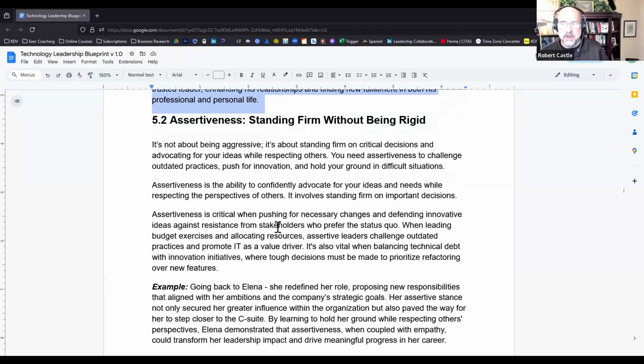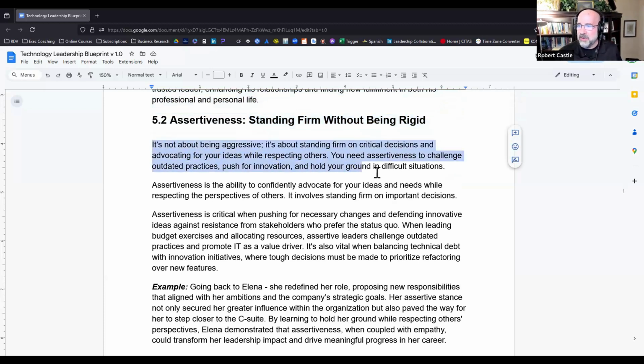Now let's look at the second quality, assertiveness, standing firm without being rigid. It's not about being aggressive, it's about standing firm on critical decisions and advocating for your ideas while respecting others. You need assertiveness to challenge outdated practices, push for innovation, and hold your ground in difficult situations. Assertiveness is the ability to confidently advocate for your ideas and needs while respecting the perspective of others. It involves standing firm on important decisions.